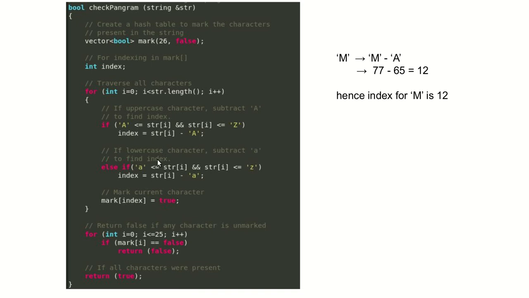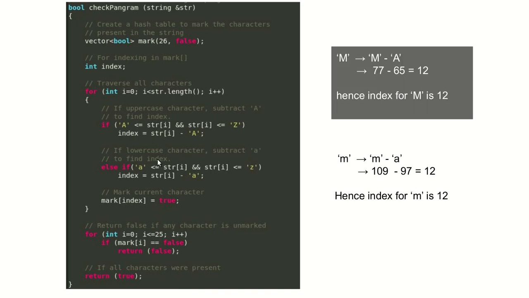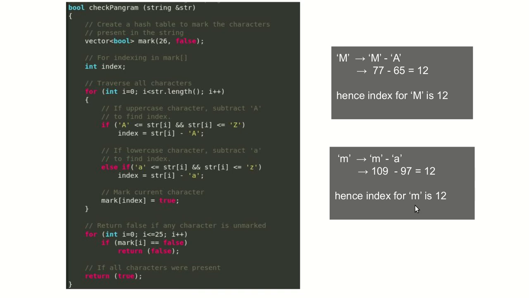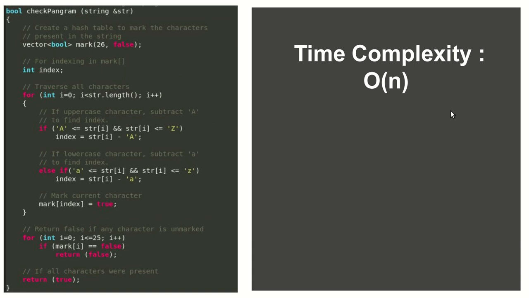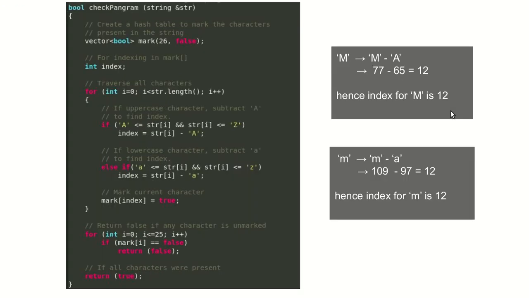Similarly, for a small character, the index is found by subtracting character small a from the current character. For example, the index for small m is m minus a, that is 109 minus 97, which is 12. Hence, the index for both small m and capital M is 12. After finding the index, we make the corresponding element in the mark array true.